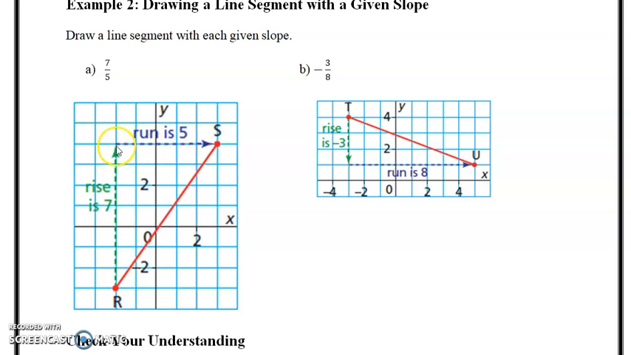Remember, up is positive, right is positive, down is negative, left is negative. So the rise is 7, the run is 5, and then I end up at this point 3, 4.